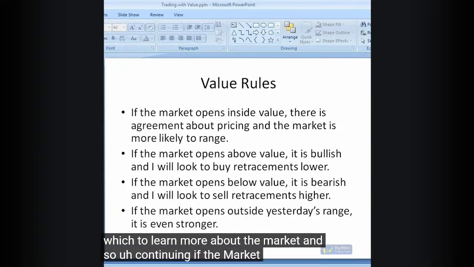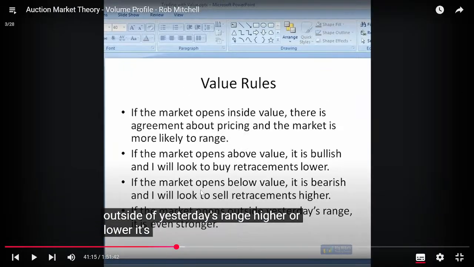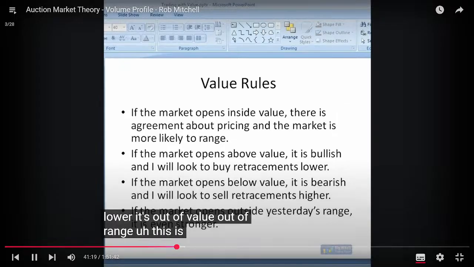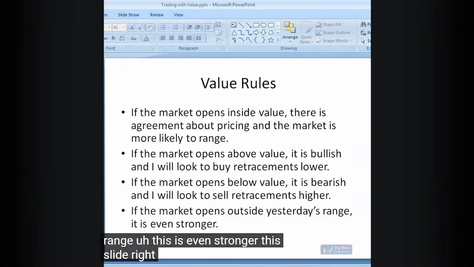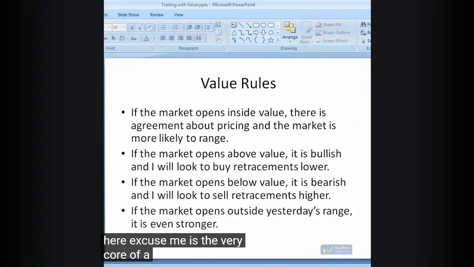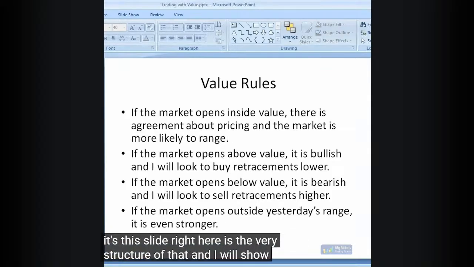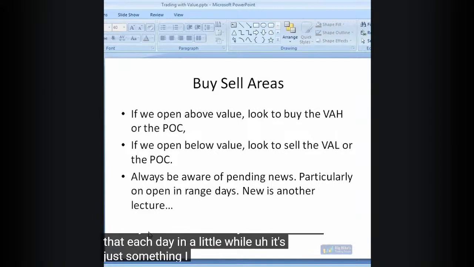And so continuing, if the market opens below value, it is bearish, and I will look to sell retracements. And if the market opens outside of yesterday's range, higher or lower, out of value, out of range, this is even stronger. This slide right here is the very core of what I call the daily value report and value area report. It's this slide right here that is the very structure of that. And I will show you where you can view that each day in a little while. It's just something I put out on the internet.